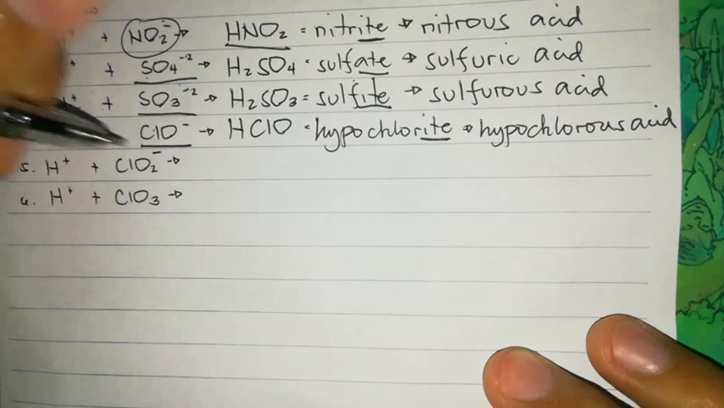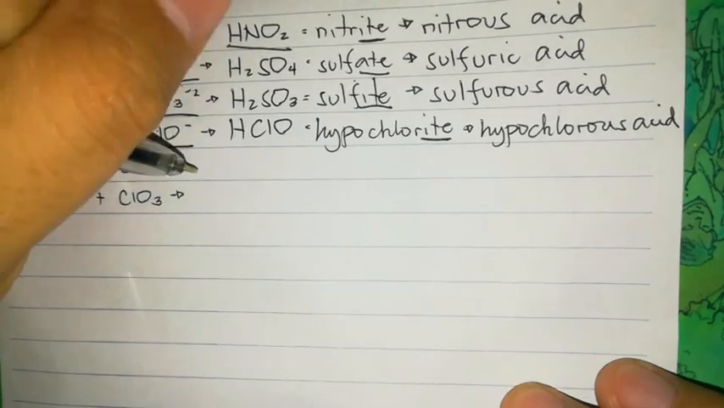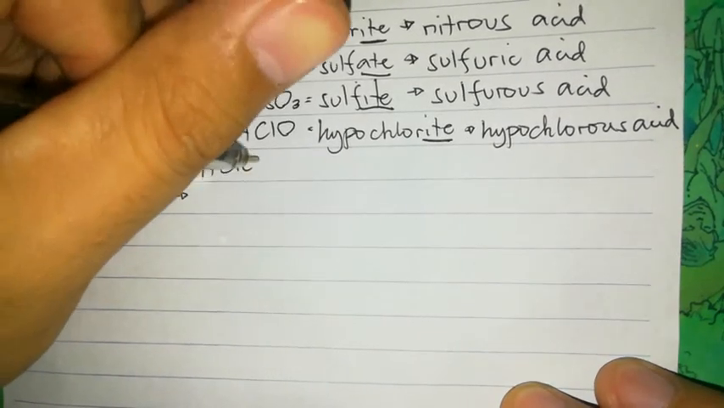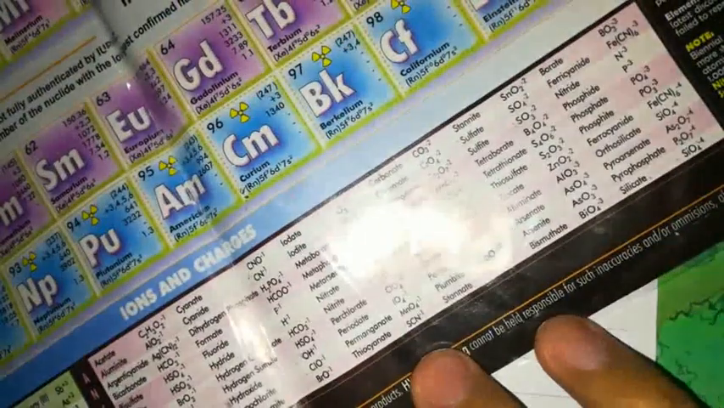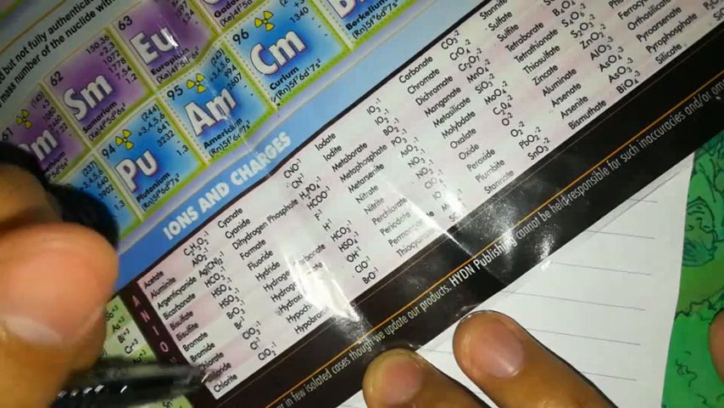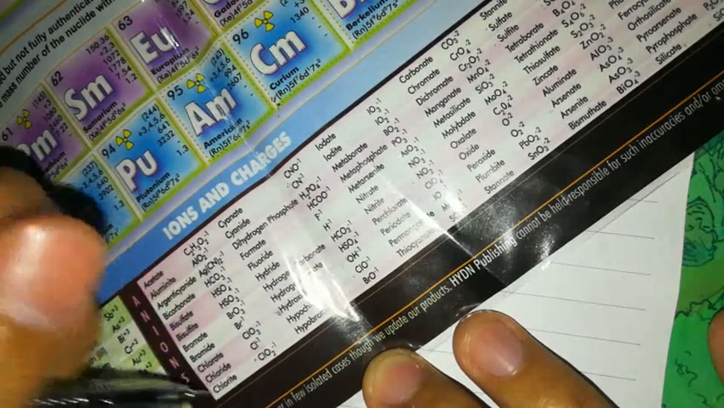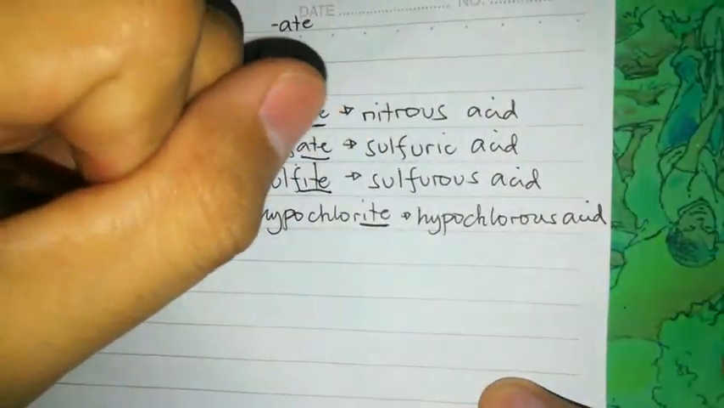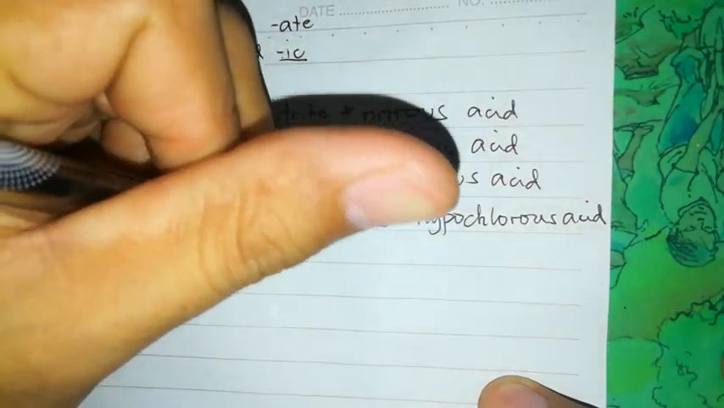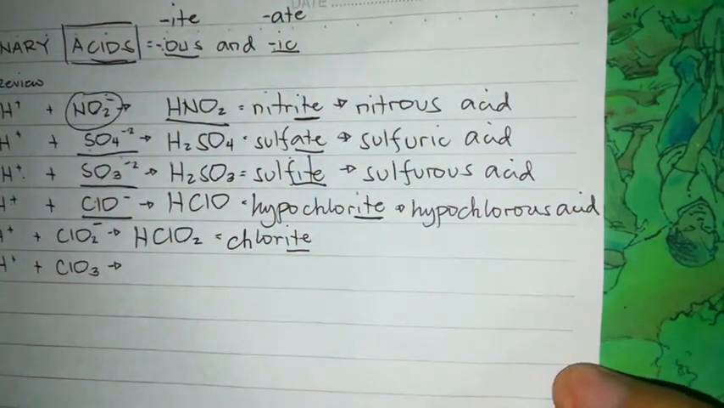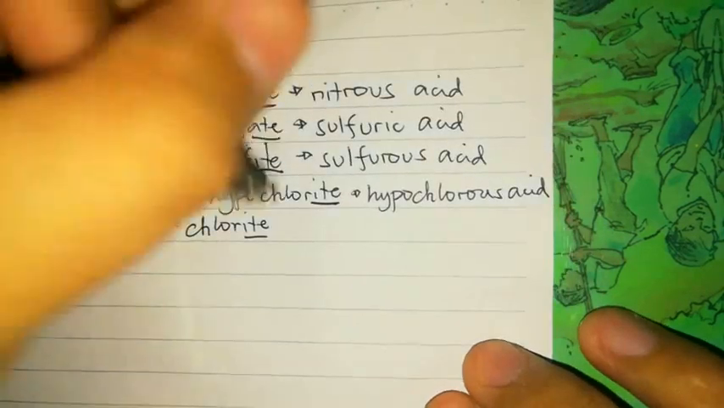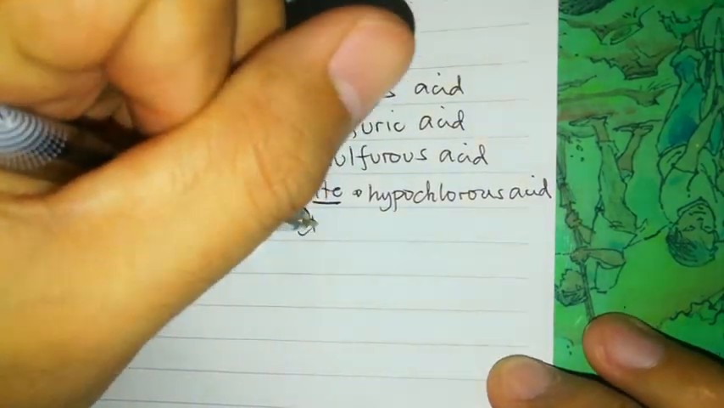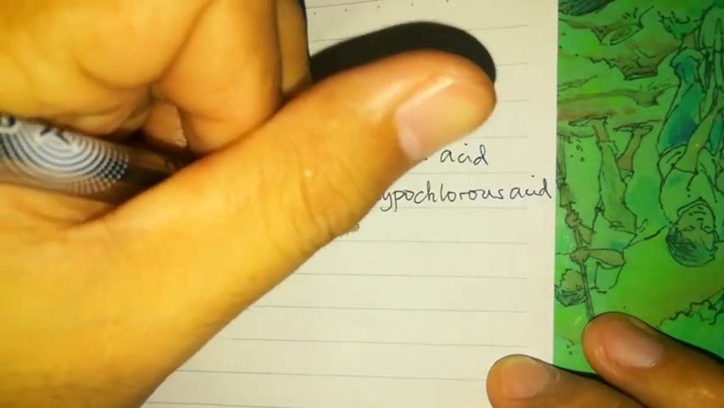Next, ClO2 may negative 1 na charge, si hydrogen 1 kaya as is, HClO2. Hanapin sa periodic table ang ClO2. Ito siya. ClO2 that is chlorite. So, ITE uli ang kanyang ending. Ang mangyayari dyan is magiging us. So, this will become chlorous acid.